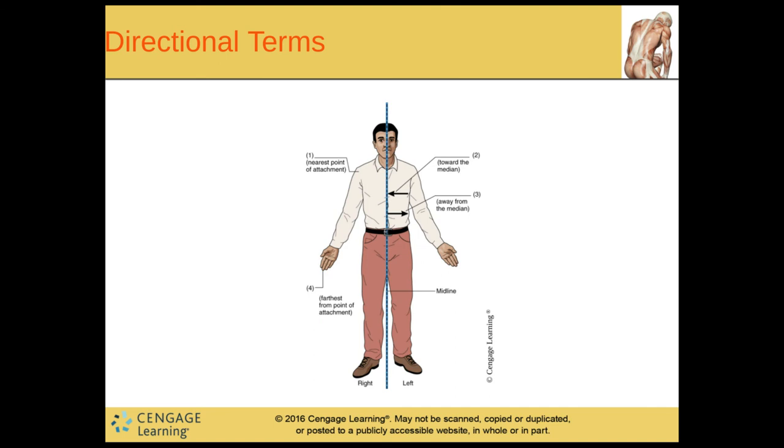Okay, here's just another guy. Something that is proximal is the nearest point of attachment, and something that is distal is the furthest point of attachment. We again have that midline. Medial means something towards the midline, and lateral means something away from the midline.